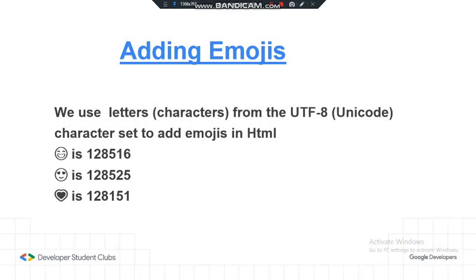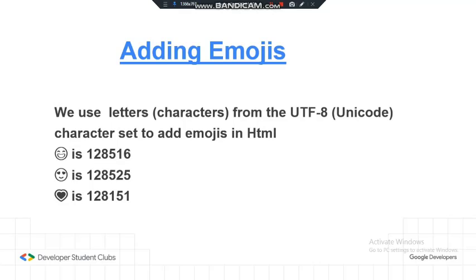So we use characters from the UTF-8 character set to add emojis in HTML. If you have watched the first video, you must remember that I talked about the meta tag and specifying the character set as UTF-8. So we use the characters from the character set of UTF-8 to add emojis in our web page.